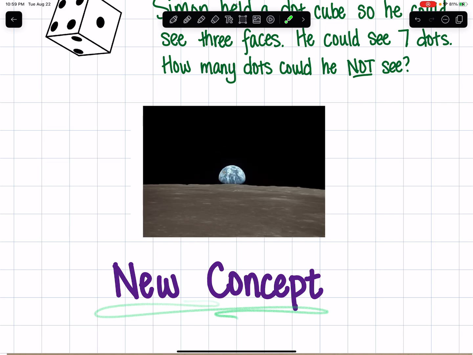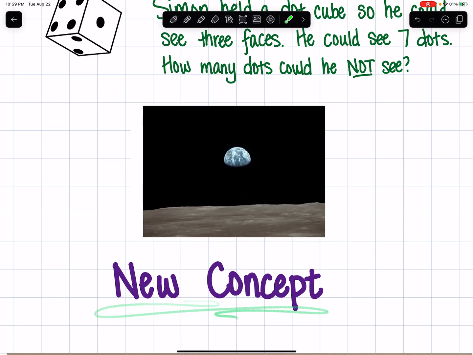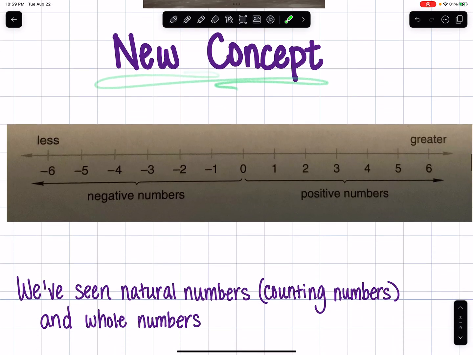And I'm going to move on to the new concept, which is the number line. I know this is not a new concept to you. You already know how to do this. But a number line is something that helps us to arrange numbers in order. Every number has a unique spot on the number line. The 0 point of a number line is called the origin.